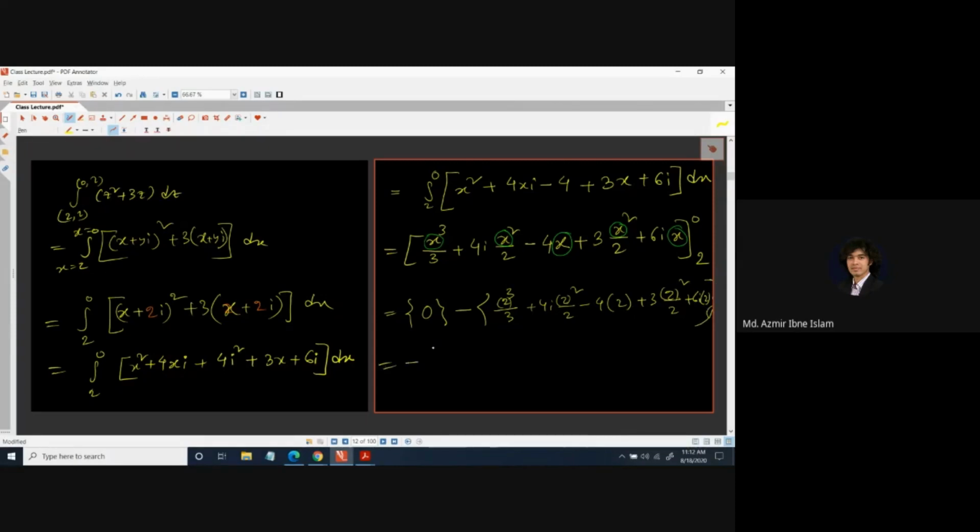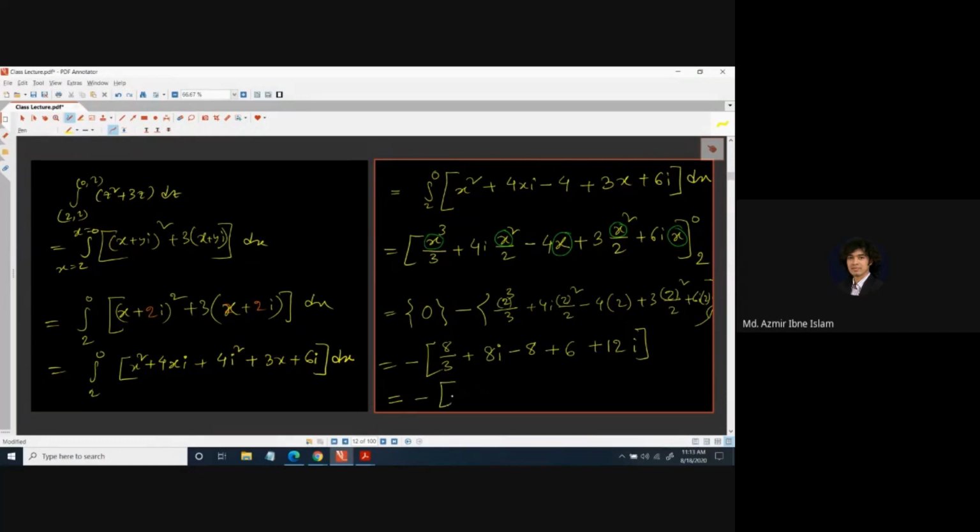So now we have 8 over 3. And this calculation will be actually 8i, negative 8 plus, here we will have 6 and 12i. Have I written the correct one? Yes, sir. Okay. So now we can add all these things and we can write our answer in a plus bi form. So let me do this one also.